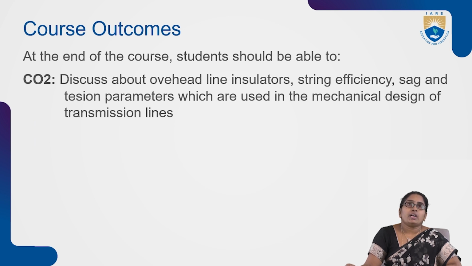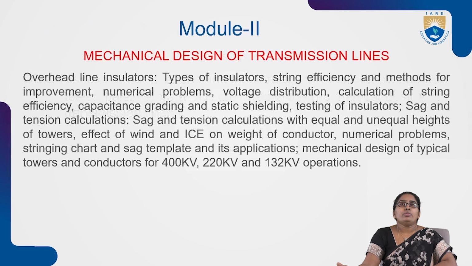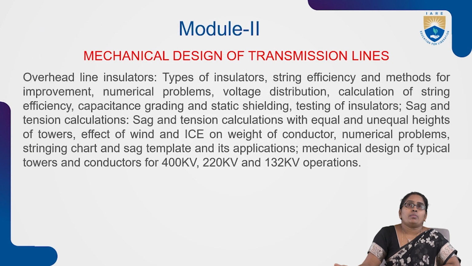Accordingly, the course outcome is written as: discuss the overhead line insulators and string efficiency. That is related to insulators only, calculating efficiency. And then, as I said, there is one more concept, sag and tension parameters, which are used in the mechanical design of transmission lines. So that is module 2.